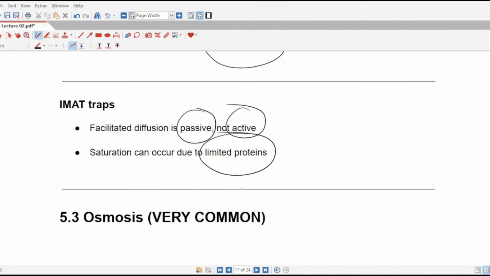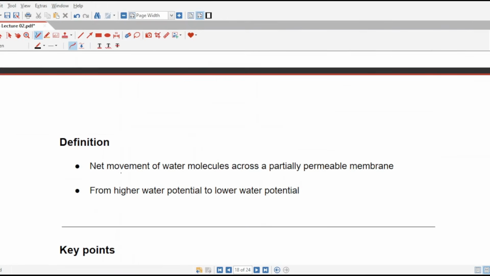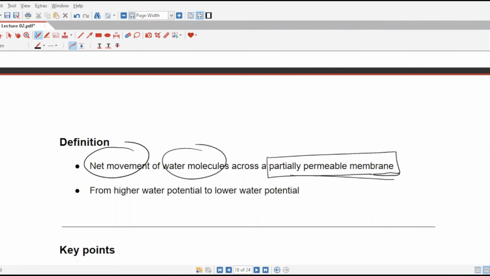What is osmosis? When we were talking about diffusion, we were talking about the particles, and we were talking about high and low concentration. In case of osmosis, the particles or solutes will not move. The fluid or the solvent or water will move in this case. Okay. That's why it is said that there is net movement of water molecules across a partially permeable membrane. Without a partially permeable membrane, no osmosis process can take place.